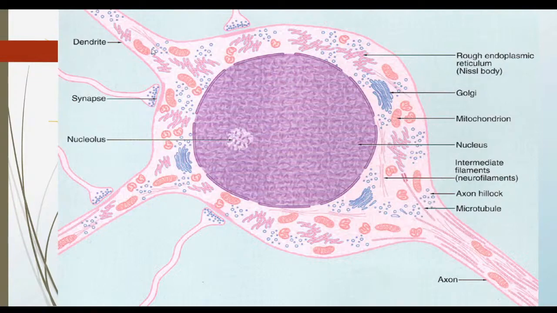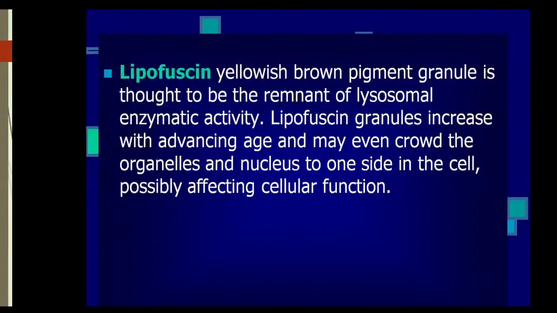Dendrites also have vesicles, but without neurotubules and neurofilaments like in the axon, in the axonal hillock. We also have to know that during metabolic exchange in the cell body of neurons, lipofuscin can be identified. Lipofuscin is a yellowish-brown pigment granule thought to be the remnant of lysosomal enzymatic activity. Lipofuscin granules increase with advancing age and may even crowd the organelles and nucleus to one side in the cell, possibly affecting cellular function.